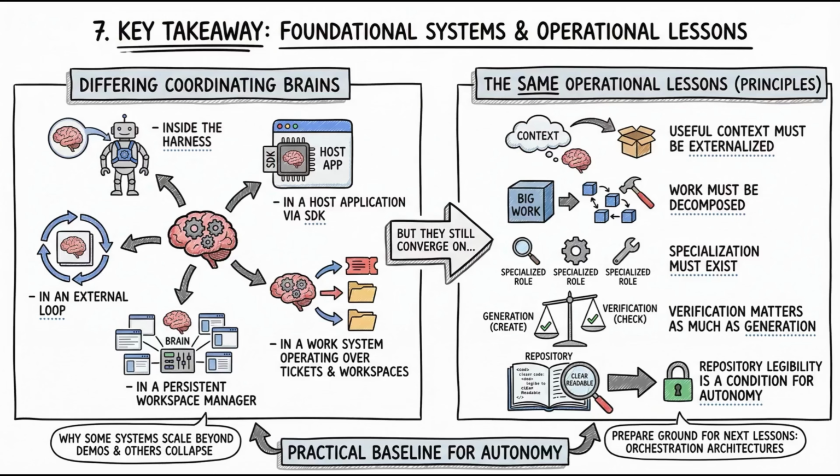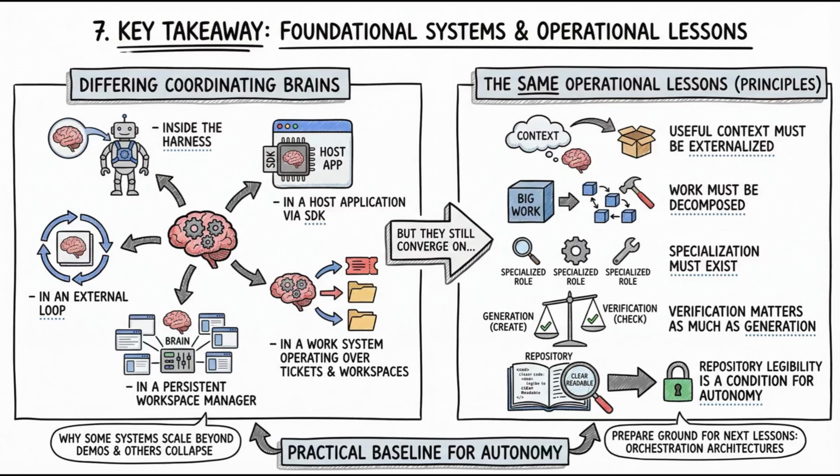First, useful context must be externalized so the system can access it reliably. Second, complex work has to be decomposed into smaller manageable steps. Third, specialization is essential for efficiency. Fourth, verifying the work matters just as much as generating it. And fifth, repository legibility is a non-negotiable condition for autonomy. An AI simply cannot operate independently if it cannot clearly read and navigate its environment.